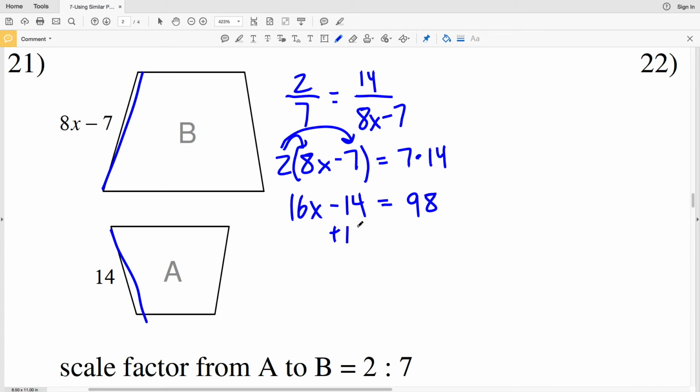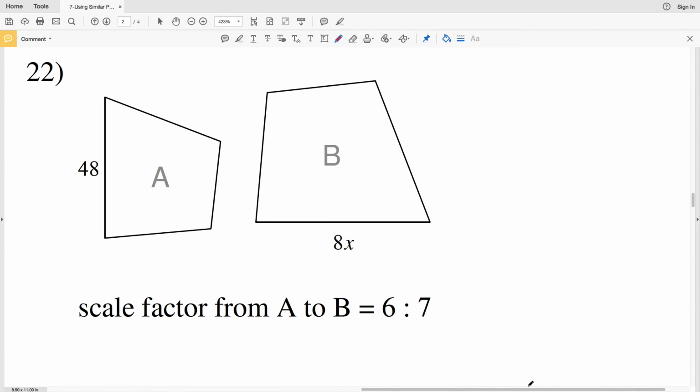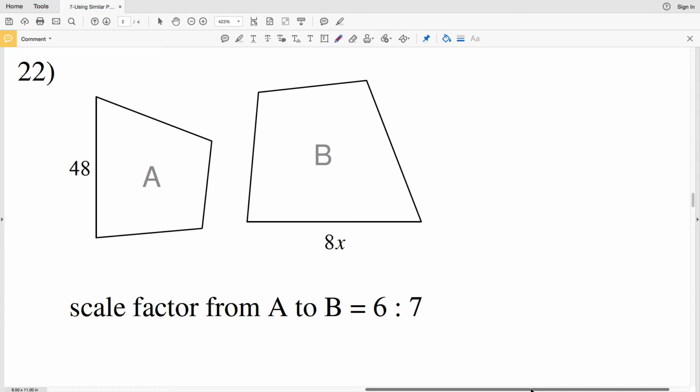And when I add 14 to both sides, in order to cancel out the 14 on my left, I'll get that 16x is equal to 112. And dividing by 16 will give me that x is equal to 7. And the last problem on this worksheet is number 22.